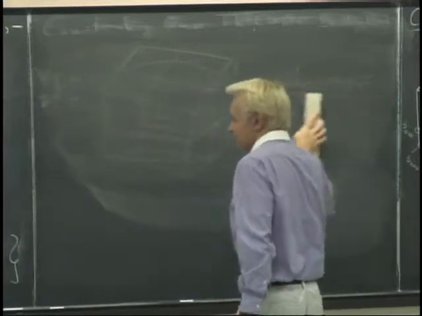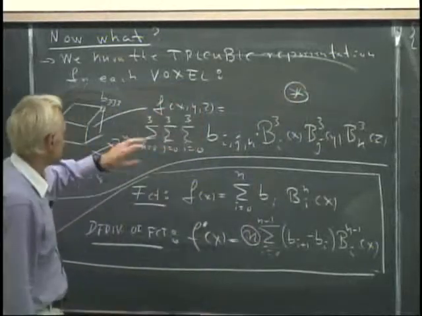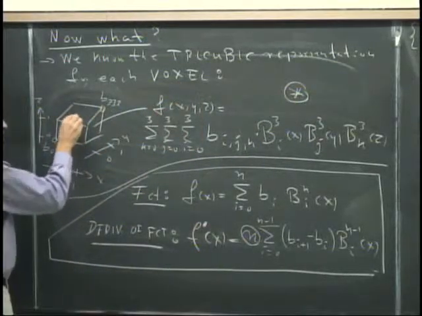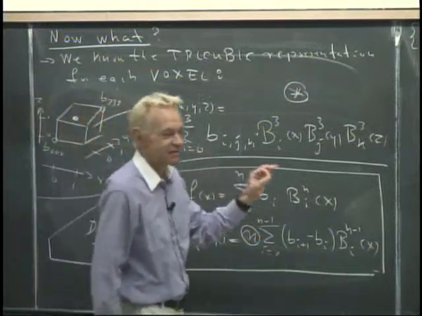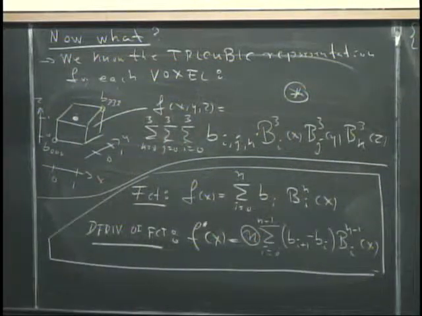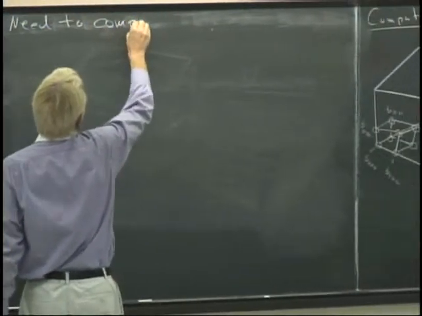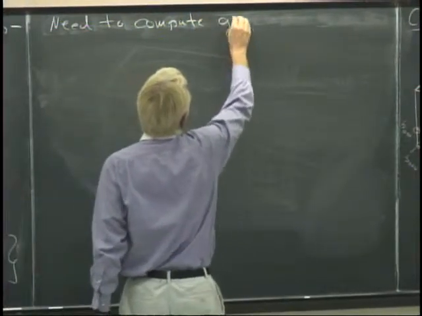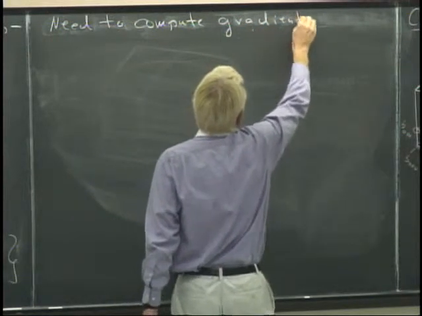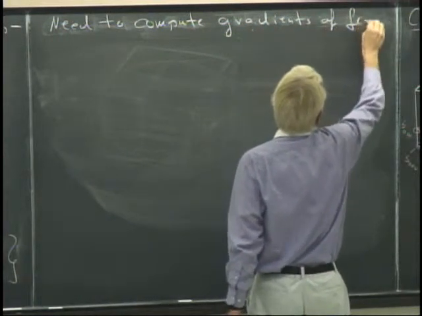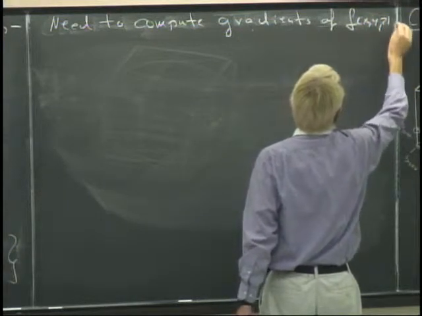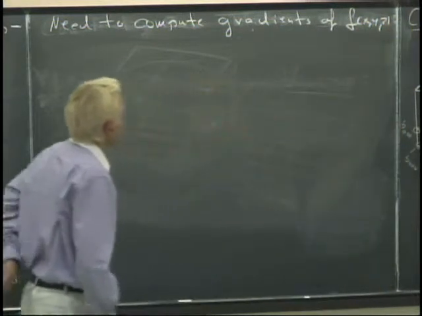Okay. We need gradients for this, for star. Right? This is the function. This allows us to evaluate at arbitrary locations inside the volume a function value, a density value, a scalar field value, but you also need a normal there, and the normal is a gradient. Need to compute gradients of f of x, y, z. How do we do that?